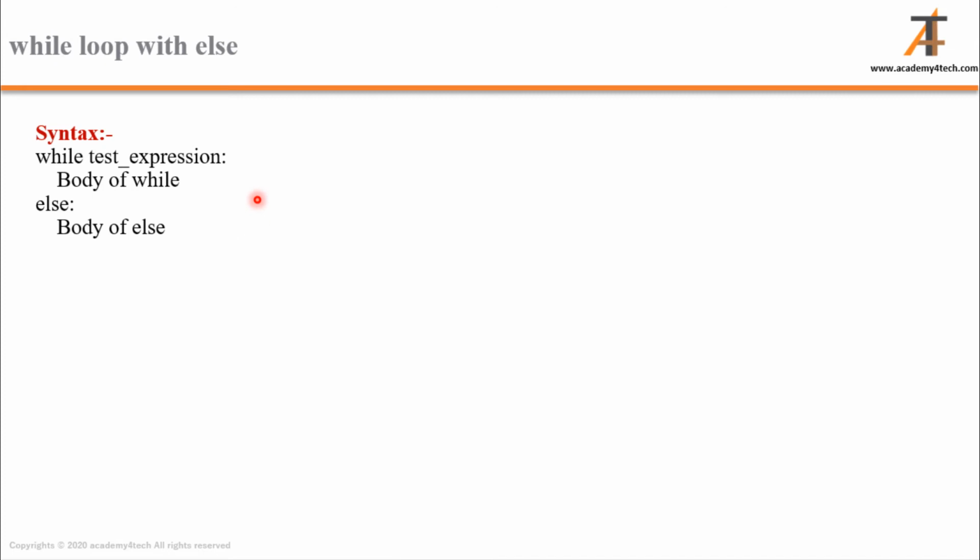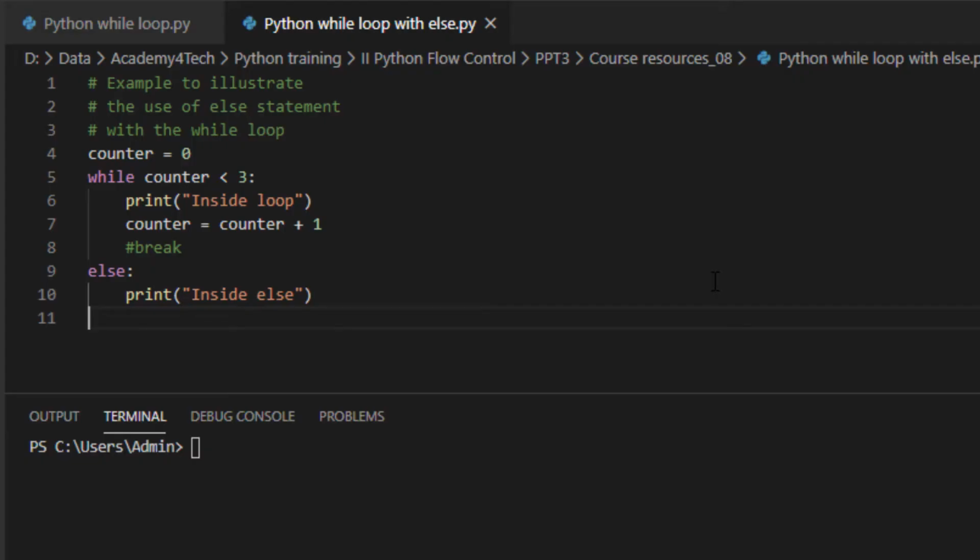Here, similar to the for loop, we have an else statement. The else part is executed if the condition of the while loop becomes false. So you can see here, a while loop can also be terminated using a break statement. For example, if you have a break statement inside the body of the while loop, the else statement will be skipped. Let's have a look at the program.